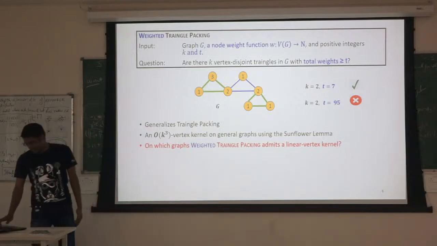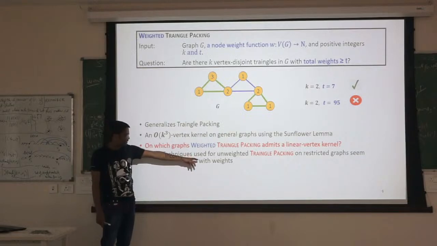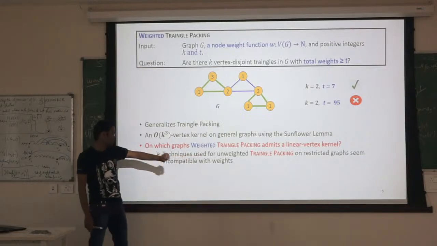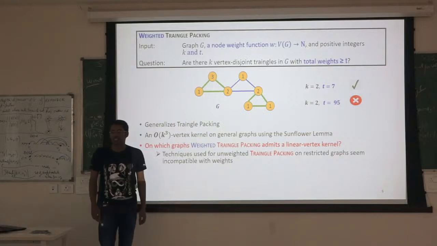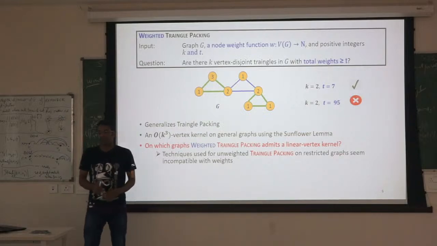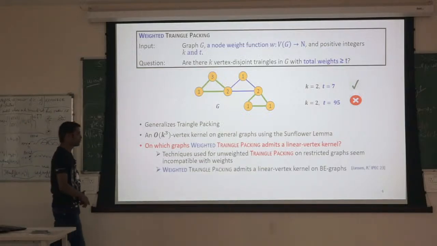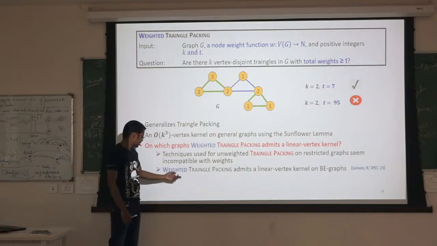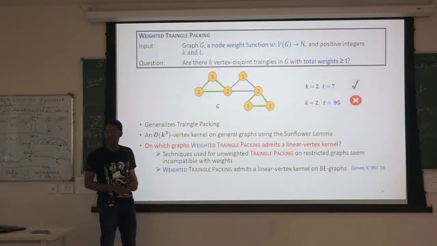Now all the techniques that we saw in the previous slide by Bodlaender and Ahn do not work very well with the weighted setting. What we saw along with Bart is that weighted triangle packing admits a linear vertex kernel. So it is basically matching the best that you can get in the unweighted setting.